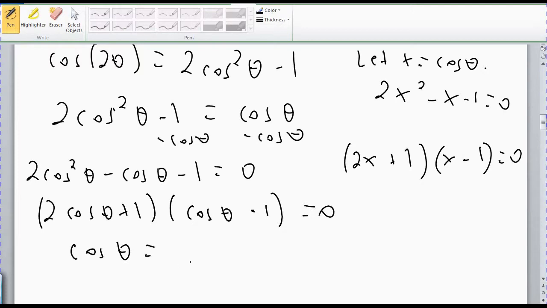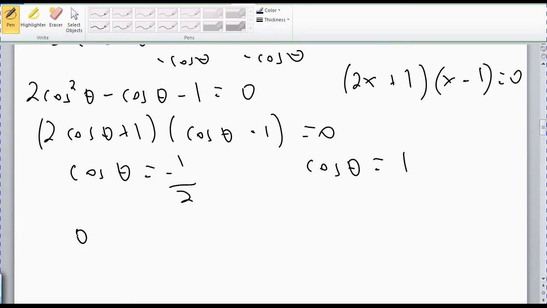Once again, I've already solved this for sine theta. It's the exact same steps, so I'm going to go straight to cosine theta equals negative 1/2, and then cosine theta equals positive 1. So now I want to think, where does cosine equal negative 1/2 for what angles? That's the same as a 60-degree angle, because cosine of 60 is 1/2. But since it's negative, that means I'm in the second and the third quadrants. So cosine 60 in the second quadrant is 120 degrees, and in the third quadrant it's 240 degrees.